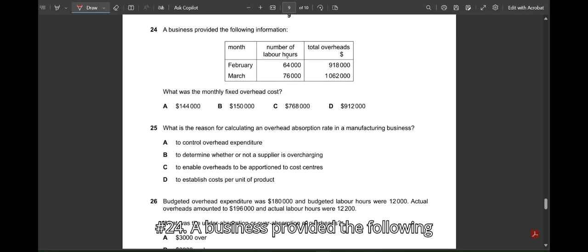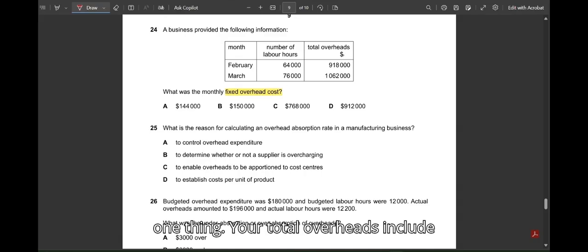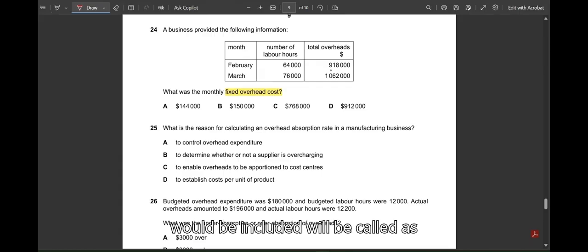A business provided the following information. Labor hours and all that given. Total overhead 9 lakh 18,000. What was monthly fixed overhead? Okay. First of all, understand one thing. Your total overheads include what? Two things. Total overheads will always include your variable overhead cost as well as your fixed overhead cost. So fixed overhead plus variable overheads will be called total overheads.